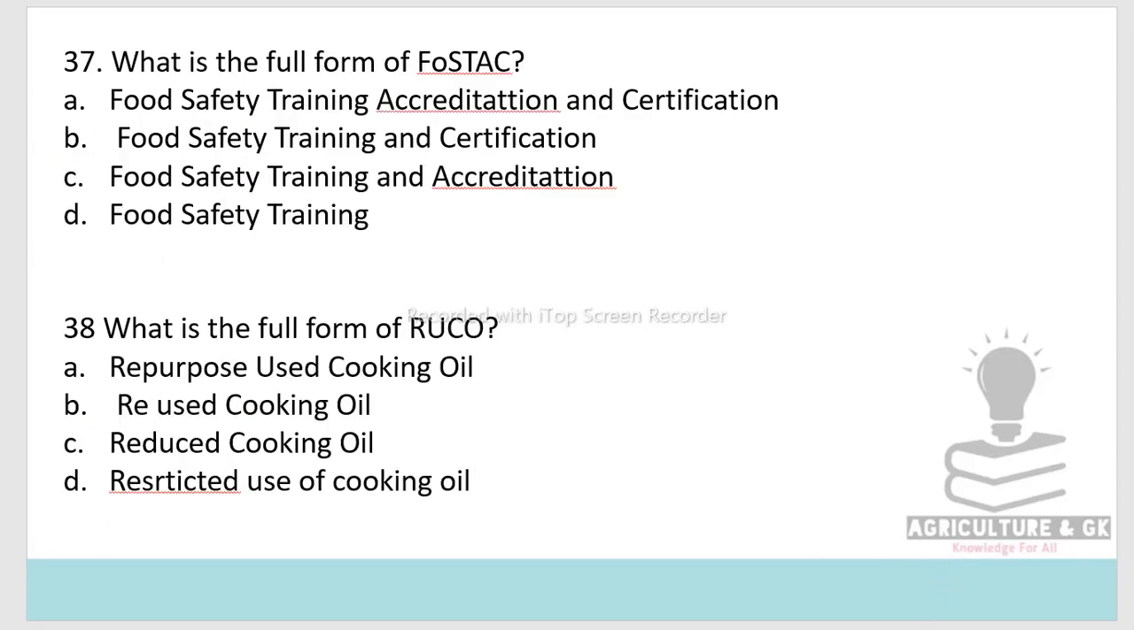So our next question is, what is the full form of FOSTAC? Food Safety Training, Accreditation and Certification, Food Safety Training and Certification, Food Safety Training and Accreditation, or Food Safety Training. So FOSTAC is Food Safety Training and Certification. That is option B.